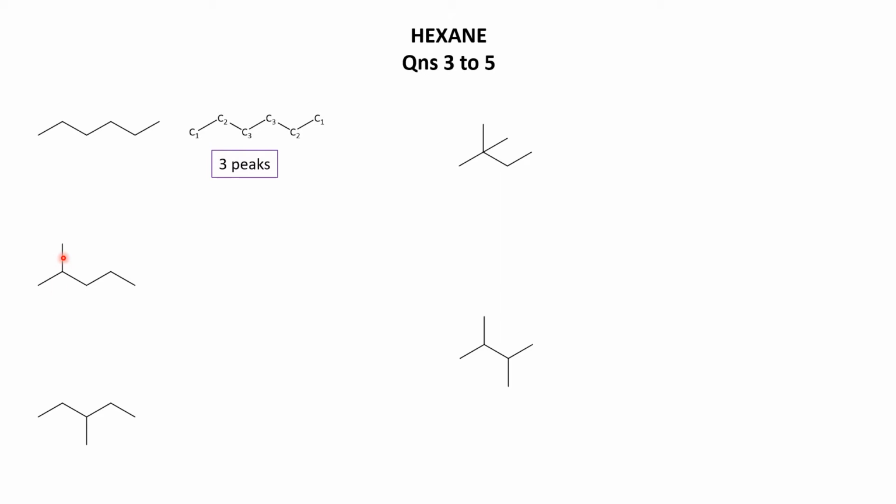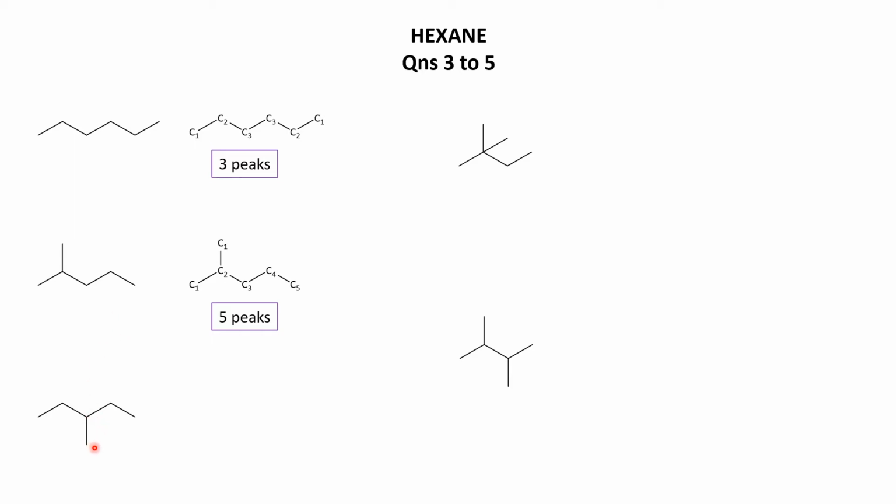Now let's move to the 2-methyl pentane, and we've got a carbon there and a carbon there that are indistinguishable. So I'm going to call those both carbon 1s. Then carbon 2, carbon 3, carbon 4, carbon 5 are all different. So therefore I would expect 5 peaks there.